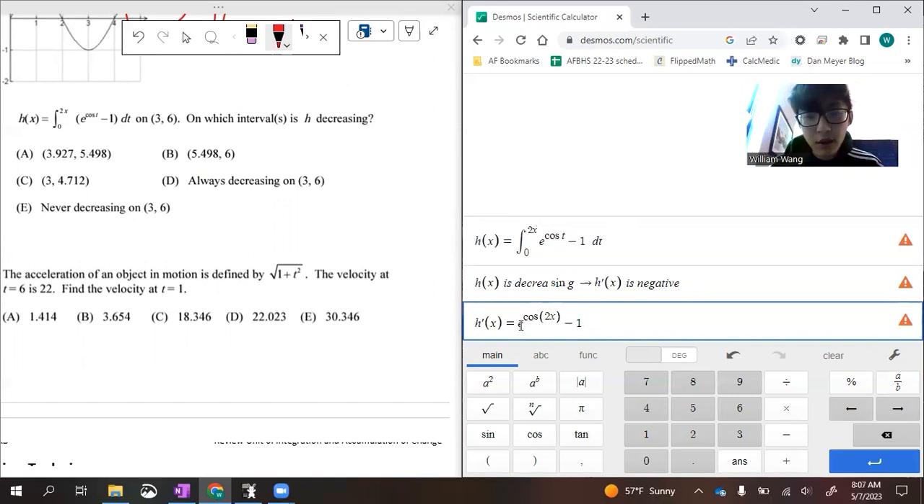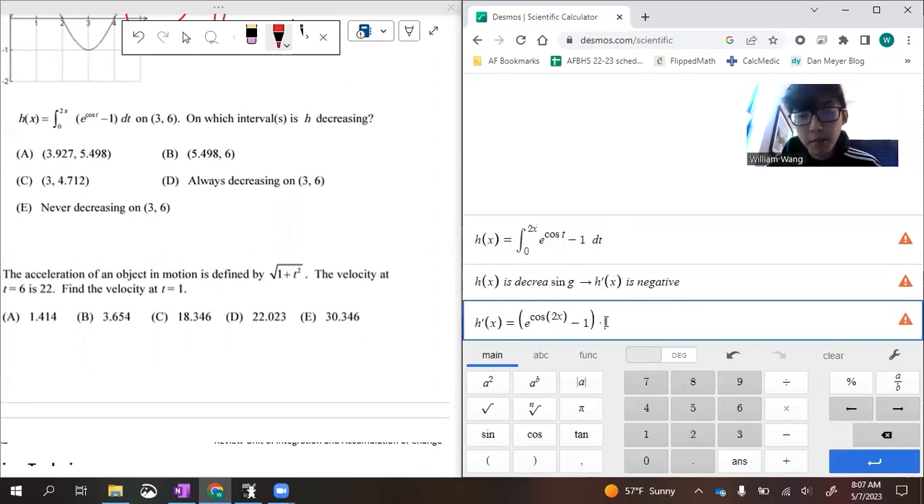One other thing, though, since this is an actual function, I need to do what I talked about before. I need to multiply by the derivative of 2x. It's basically the chain rule. So I multiply by the derivative of the inside function, so I multiply by 2. All right, so I want to see where this function is negative.